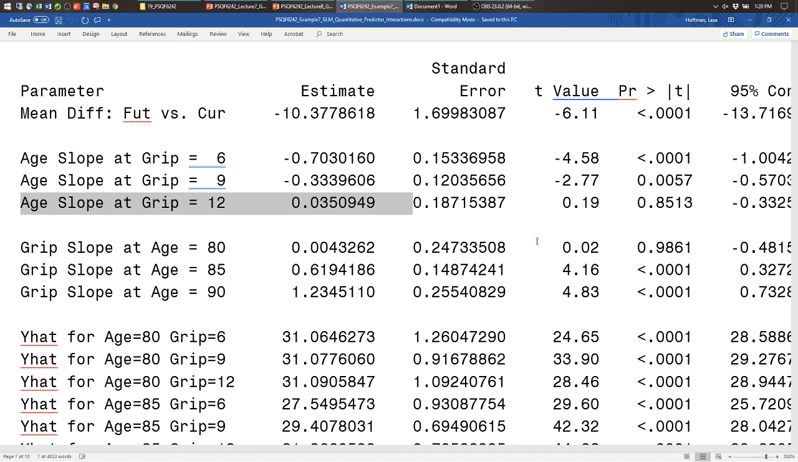Age does matter if you're grip 9 or lower. But if you go this way, it's negative, negative, negative forever. So if you're super weak, age is always going to matter. At some point, it stops mattering, somewhere between 9 and 12. What's eventually going to happen if I keep going? What direction is this headed? It's heading positive. So eventually, if I keep going high enough in grip, this age slope is going to be positive. So the idea that we want to find the points at which this slope turns on and turns off, so to speak, that's the idea of regions of significance.